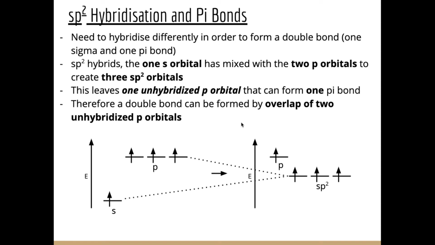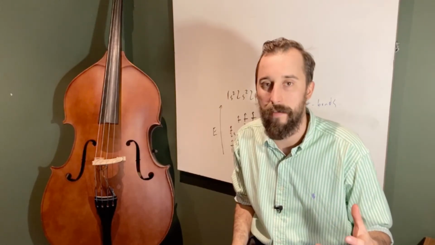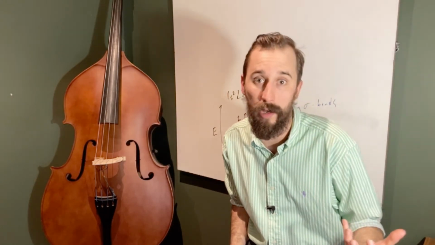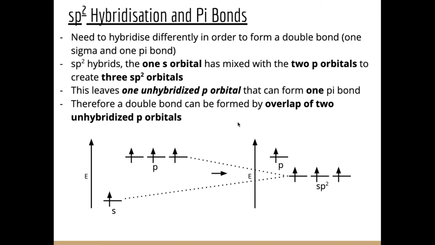If we want to form a triple bond, we've got to hybridize differently again. Now this might be a good time to pause and see if you can figure out what's going to happen in the next step. What kind of hybridization, what would this diagram look like for that? So if you want to pause and have a go at that now, I'm going to resume right now.